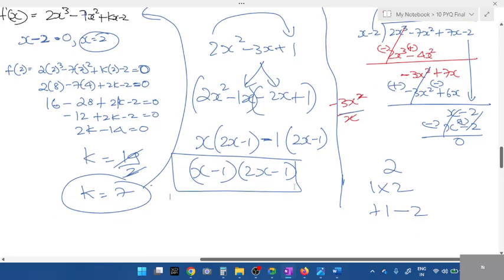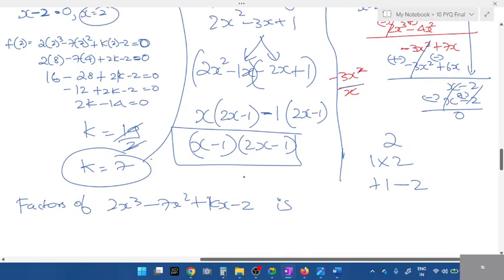All of you completed? So what are the factors, students? Write the answer like this. Factors of 2x cube minus 7x square plus kx minus 2 are: what's the first factor already given in the question? x minus 2. And what are the other factors we got? x minus 1 and 2x minus 1. This is the final answer.